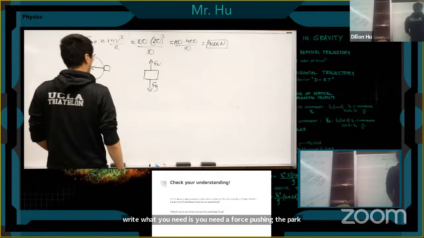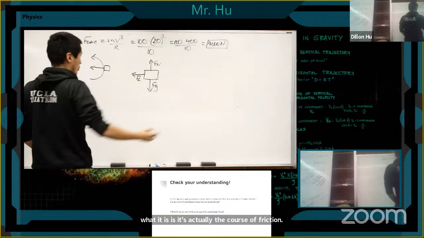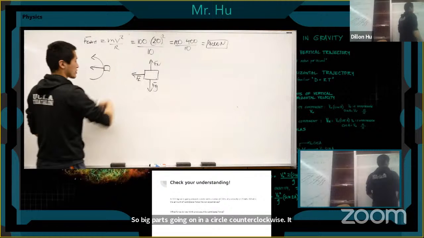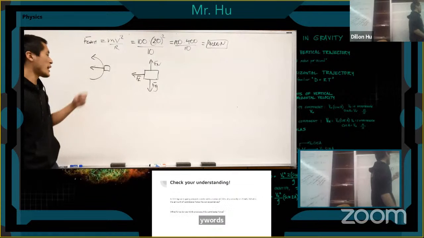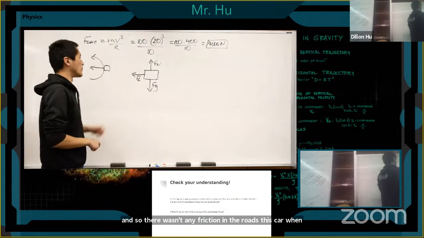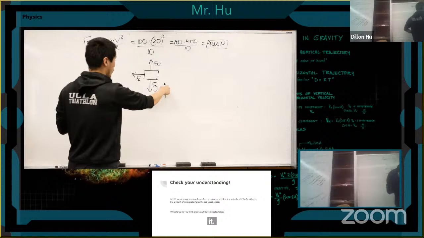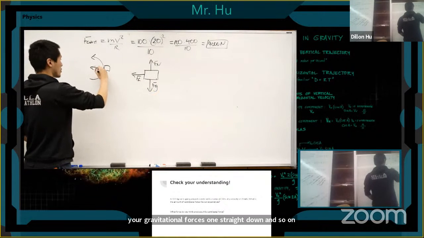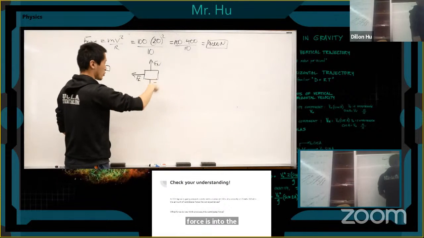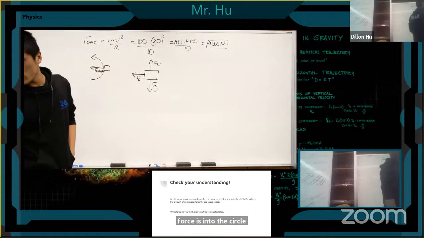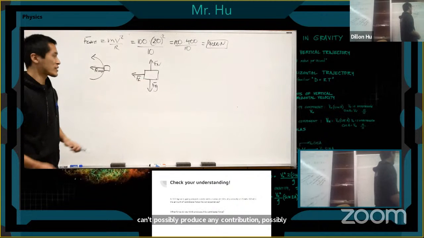Well, in this particular case, it's actually the force of friction. If the car is going around in a circle counterclockwise, the friction from the road is essentially pushing the tires inwards. If there wasn't any friction on the road, this car wouldn't be able to make the turn. Notice how the direction you need for the centripetal force is into the circle. However, your gravitational force is going straight down, so it can't possibly contribute at all to centripetal force.